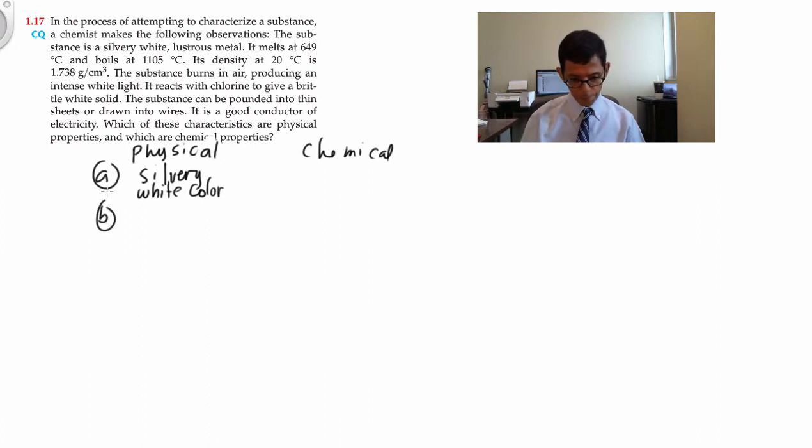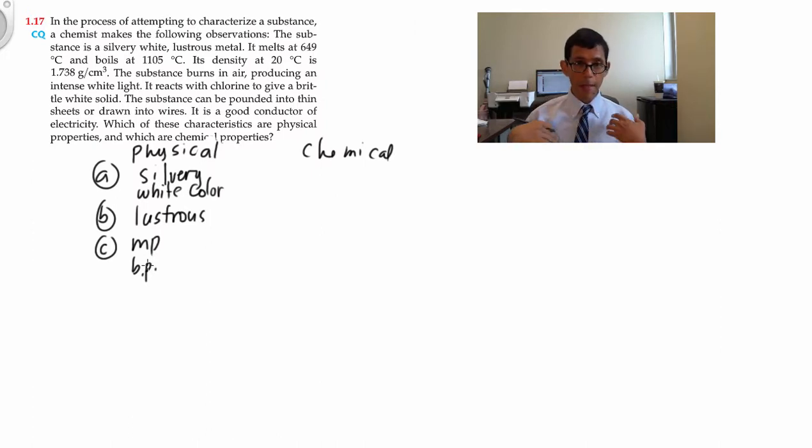The next one, lustrous metal. Lustrous is also physical because in the process of observing that property, you're not changing it into something else. Next one, melts at 649, boils at 1105. So melting point, boiling point are physical properties.